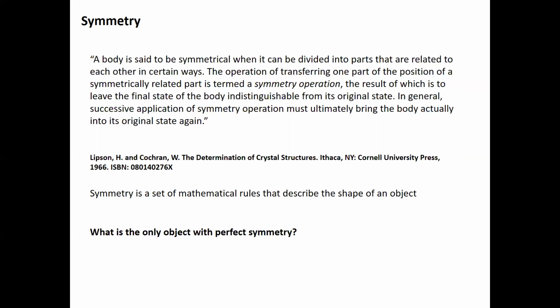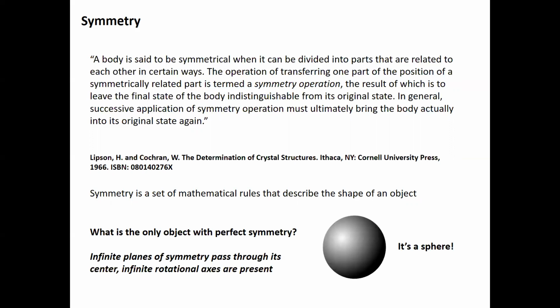An example of an object with a perfect symmetry, right? What do you think is an object that has perfect symmetry? It's a sphere. And why is it? Because it has infinite planes of symmetry that pass through its center. And along with those planes, it's also got an infinite number of axes about which you can rotate it, and it always remains the same, right? Nothing's changing in the overall shape, right?